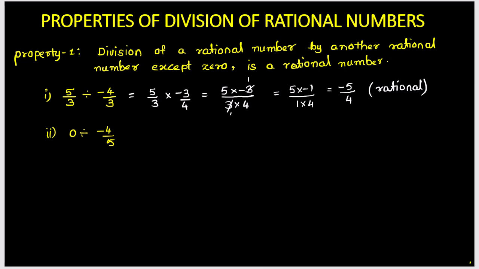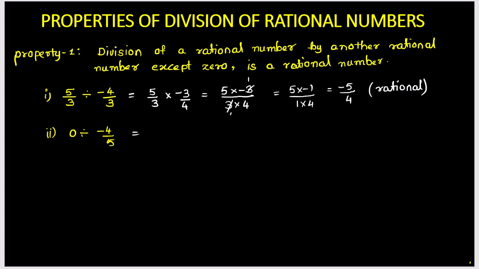Now let us see the second example. If 0 is divided by any rational number, so 0 is also a rational number. If 0 is divided by another rational number, then what is the result? Let us see here. The condition is the second rational number should not be 0. So this you have to keep in mind children. The first rational number can be 0. So according to the property.